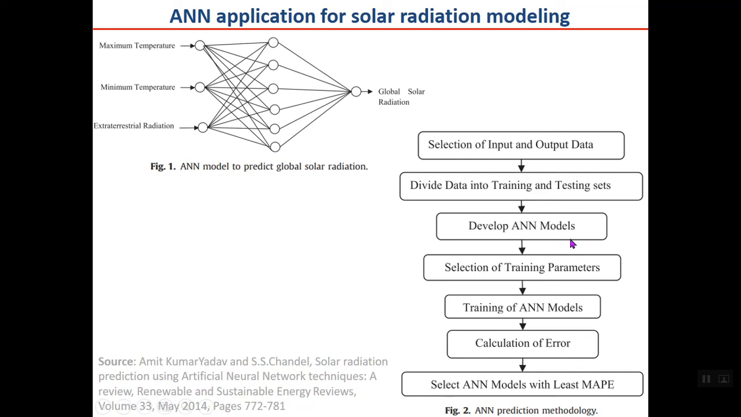Here you can see the prediction methodology. Generally, a selection is made of input and output data: what input you have, what output you need. Divide data into training and testing sets. So for example, if you have 1000 data points, you may divide them into training and testing sets. For example, 1/3 of the data may be used to train the model, and then you may use the other 2/3 of data for testing. Develop the ANN model, because there are a lot of ANN models. Selection and training parameters, training and calculation of error, and finally calculation.